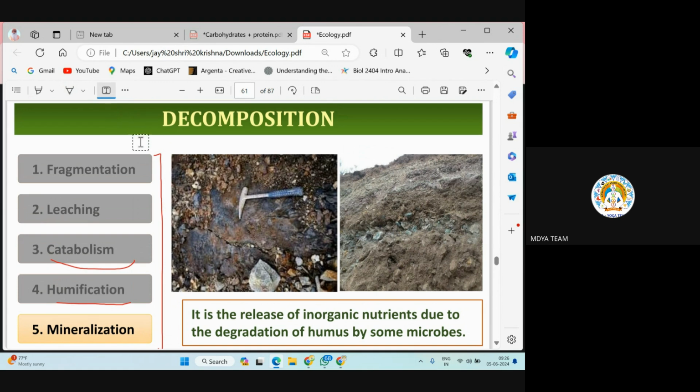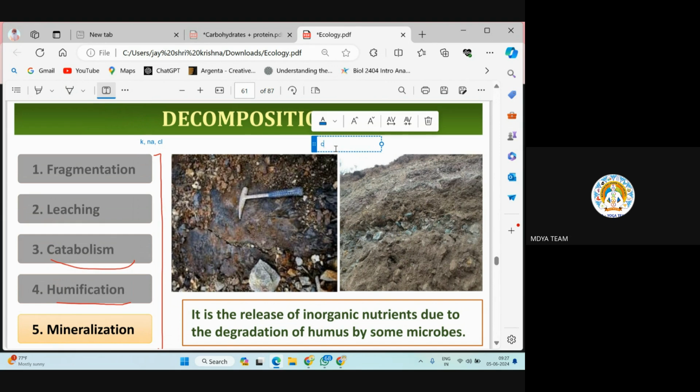Two types of minerals are there. Like potassium, sodium, chlorine. These are one type of mineral. These already exist in a very simple form. These are not present in any complex compound. These are present in very simple form, just like electrolytes in our food.